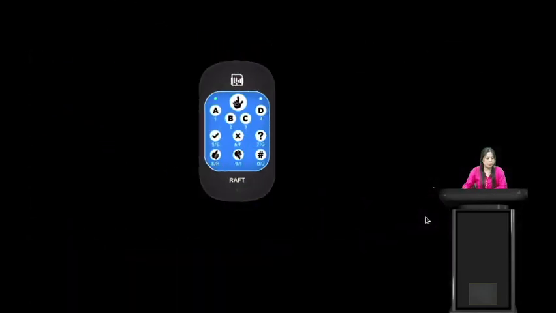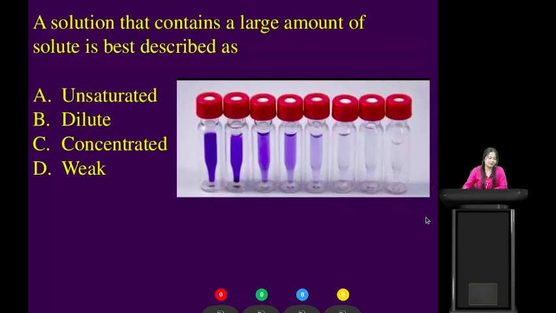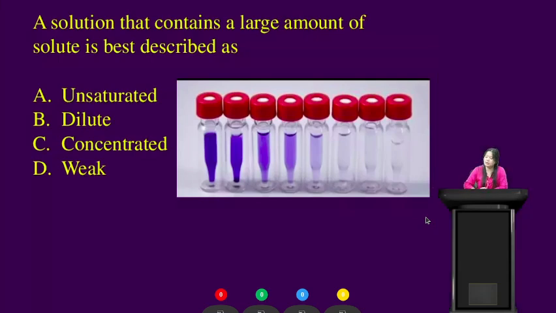Alright students, we have the first question for today. Please get your rough devices ready. The question is, a solution that contains a large amount of solute is best described as which of the following? Unsaturated, dilute, concentrated, weak. So I'm giving you 15 seconds for this question. Your time starts now.